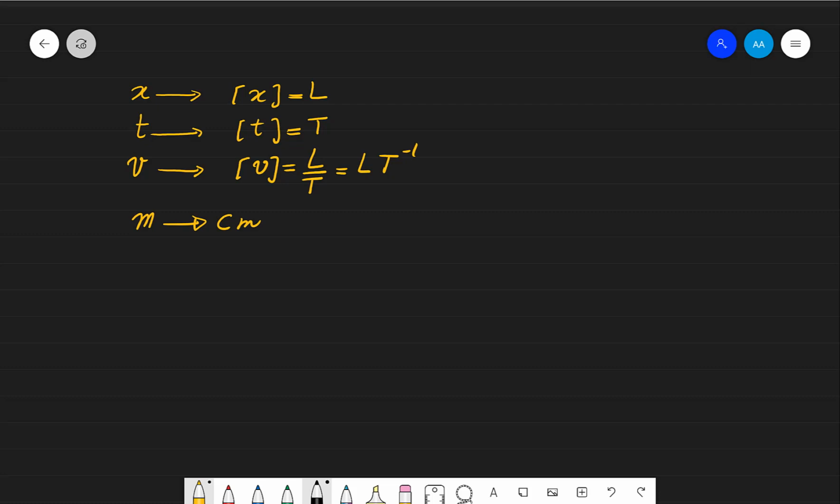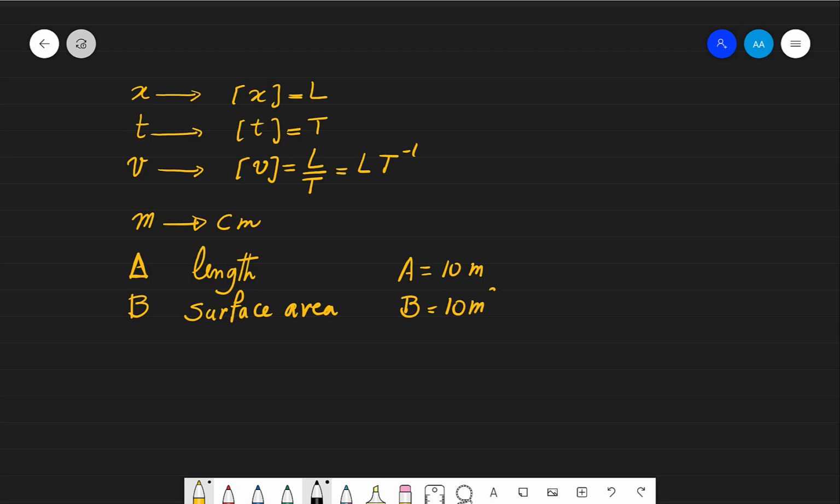Every relation in physics is in the form of an equation in which both sides have the same dimension. If two sides of an equation have different dimensions, equality can be valid only in a special system of units. For example, suppose A and B, where A is length and B is surface area. For example, A is 10 meter and B is 10 square meter.